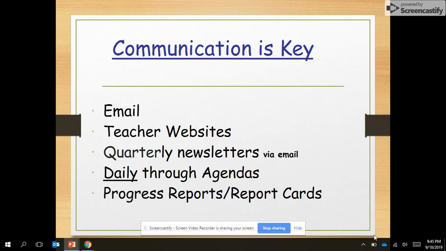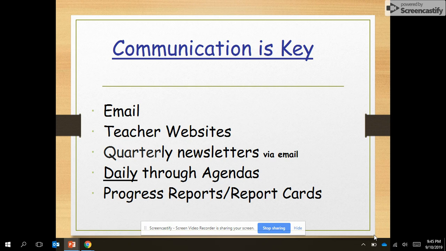So communicating through email is probably your best bet when it comes to communicating with your child's teacher, or the teacher websites to stay updated on assignments and projects and tests and quizzes and all that stuff. If you don't know your child's team website or teacher's website, just feel free to email their homeroom teacher and they'll be more than happy to let you know what that is.